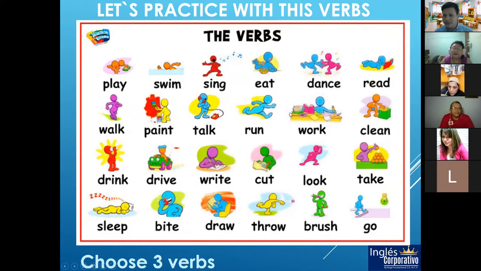Okay, chicos. Teacher. Yes, tell me. I have a question about the verb throw. What is the meaning? The meaning is down, cut. Throw. Tirar, estirar, lanzar. Okay. Throw.